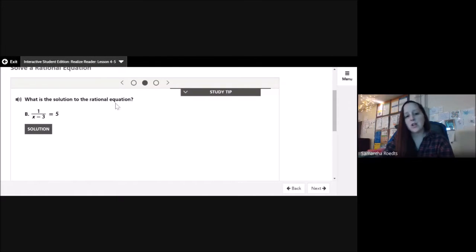What is the solution to the rational equation 1 over x minus 3 equals 5? Okay. So I multiply both sides by x minus 3. I get 1 equals 5x minus 16. Should be minus 15. Then I move everything around and I get 16 over 5 as my solution.